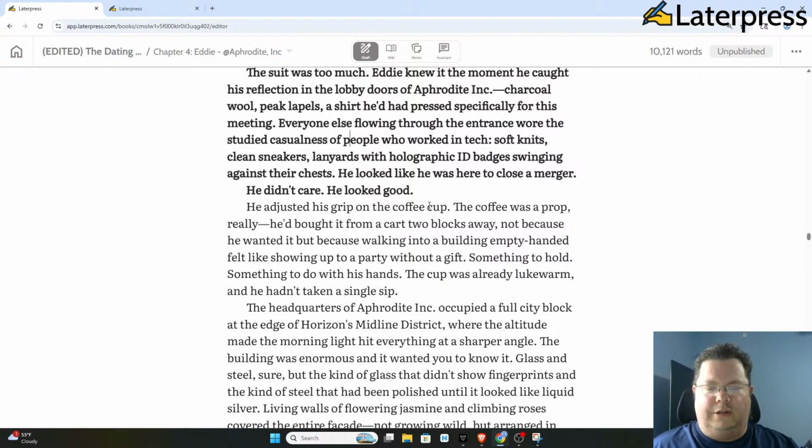He adjusted his grip on the coffee cup. The coffee was a prop, really. He'd bought it from a cart 2 blocks away, not because he wanted it, but because walking into a building empty-handed felt like showing up to a party without a gift. Something to hold, something to do with his hands. The cup was already lukewarm and he hadn't taken a single sip.